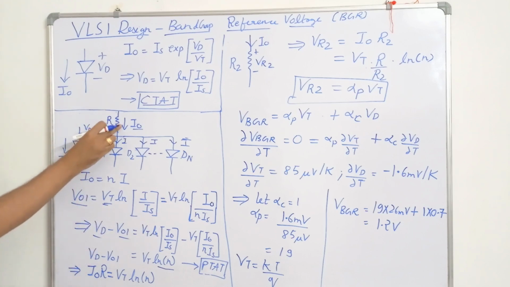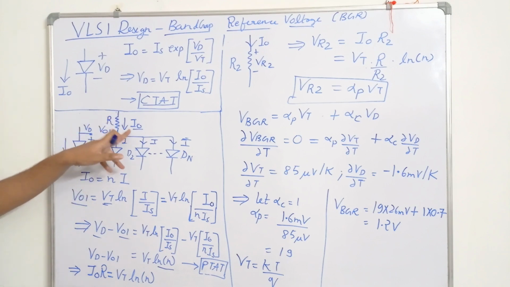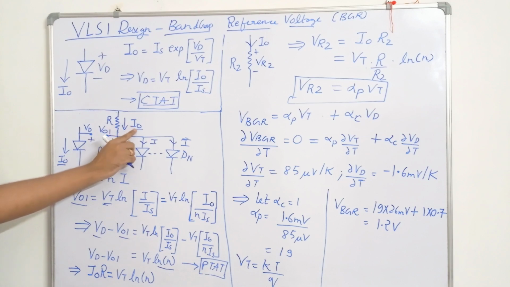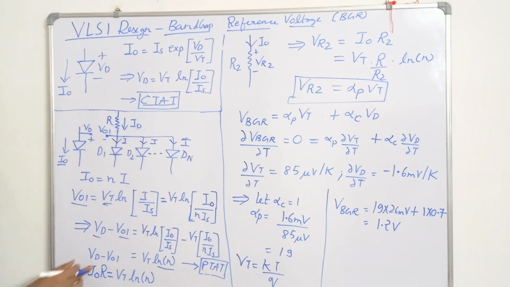Now, by this circuit, Vd minus VO1 should also be equal to I naught into R, the voltage drop across this resistance R. So we can say Vd minus VO1 equal to I naught R. So this is equal to Vt ln of n. So I naught equal to Vt upon R ln of n.